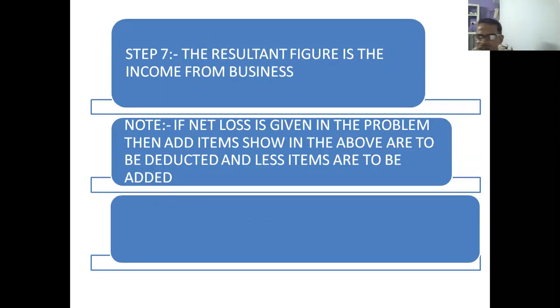Now step 7. Whatever figure you get is income from business. Note, if a net loss is given in the problem, then the items shown above as additions are to be deducted and the less items are to be added. Suppose there is a net loss, the reverse will happen. In net profit, you add those expenses which are disallowed. If it is a net loss, you have to subtract it. And if there are any less items in the net profit, you have to add them in the net loss case. It is the reverse of this.